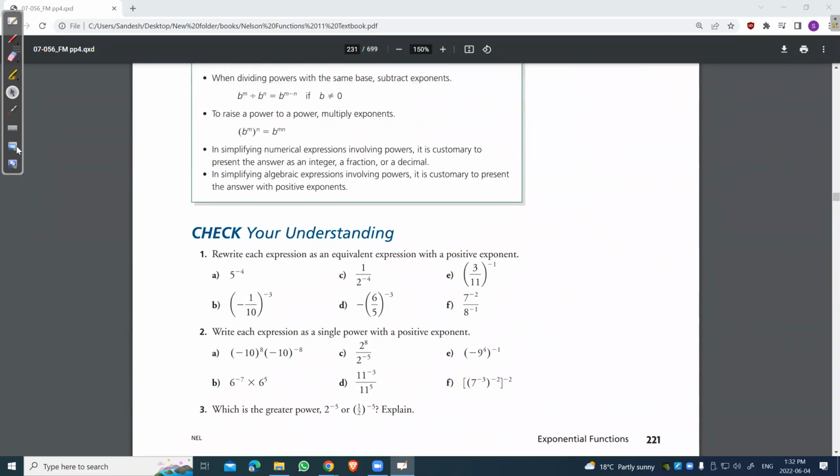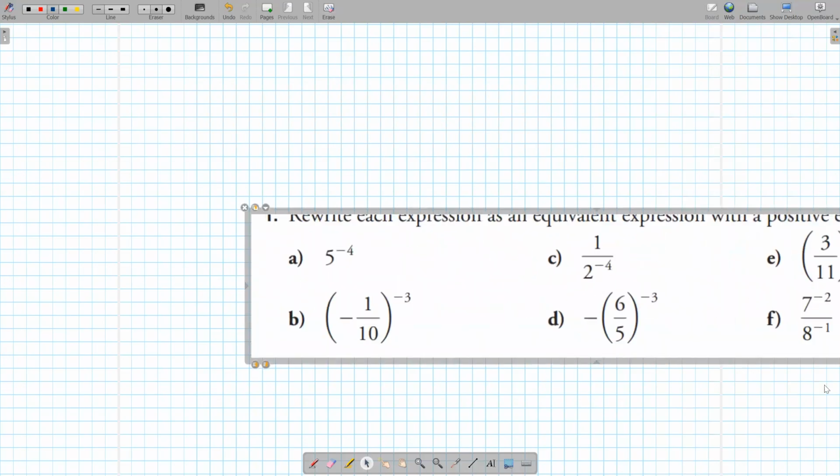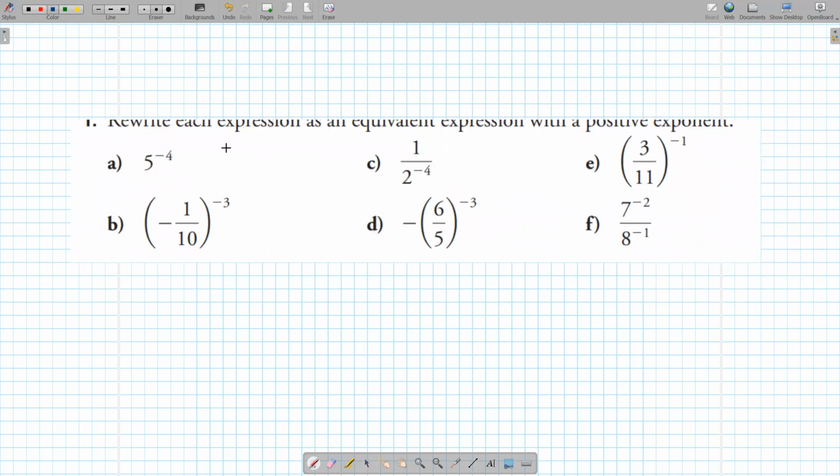Let's try doing some of these, just so we're clear on what we're doing. Almost all of them are going to be a one-step answer, okay? It says write with a positive exponent. What do we do for A? We're trying to write this with a positive exponent.